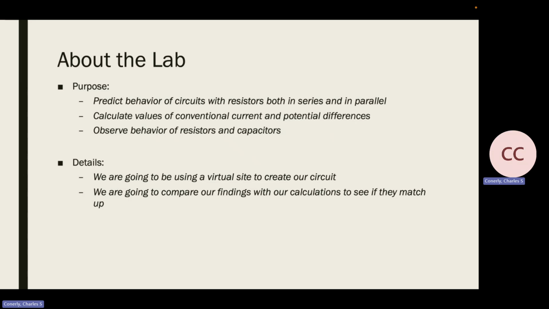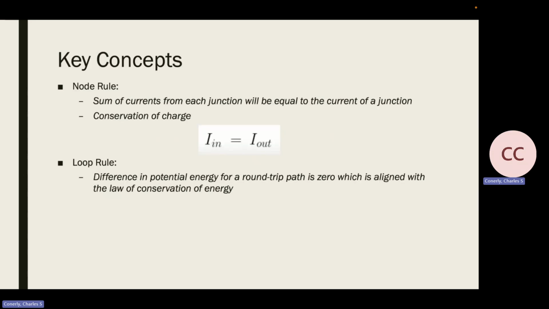First, let's talk a little bit about the lab. The purpose of this lab is to predict the behavior of circuits with resistors both in series and in parallel. We're going to calculate some values for the conventional current and potential differences. We're going to observe the behavior of resistors and capacitors. In order to do this, we're going to be using a virtual site to create our circuit and our system. Then we're going to compare these findings with our calculations to see if they match up.